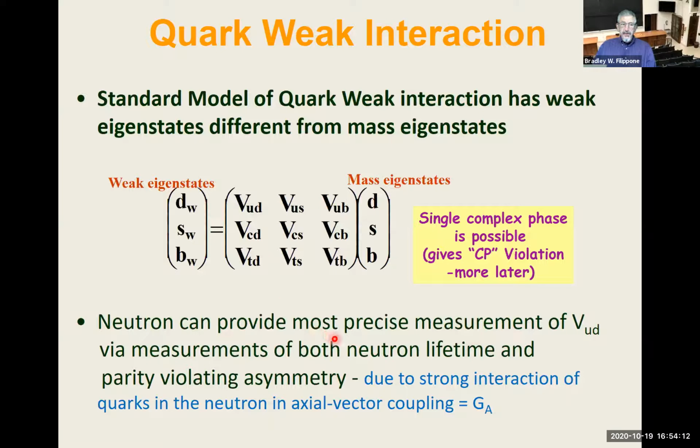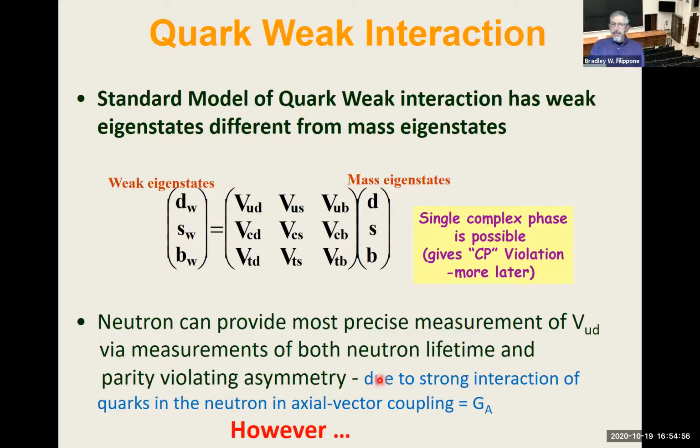To use the neutron, however, you can't just use the neutron lifetime or the parity violating asymmetry like I talked about before. You need to use both, because the weak interaction is violating parity, so it has both a vector part and an axial vector part. And the quark's axial vector coupling is modified by being stuck inside a strongly interacting ball of neutron. So by measuring two independent properties, the neutron lifetime and the parity violating asymmetry, you can extract VUD and GA separately.